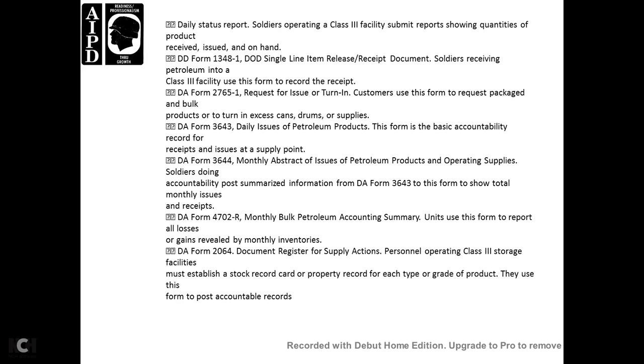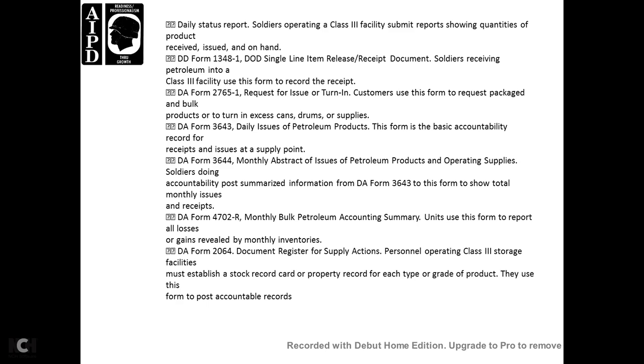DA Form 3643 is the daily issue sheet for petroleum products, the basic account bill and record of the receipt and issue at the supply point. DA Form 3644 is the monthly abstract for the issue of petroleum products at the operating supply point. It is the account bill, a summary of the information from DA Form 3643, and shows the total monthly issues and receipts. DA Form 4702, the monthly bulk petroleum accountability summary, is the report of all losses, reviewed against the monthly inventories.